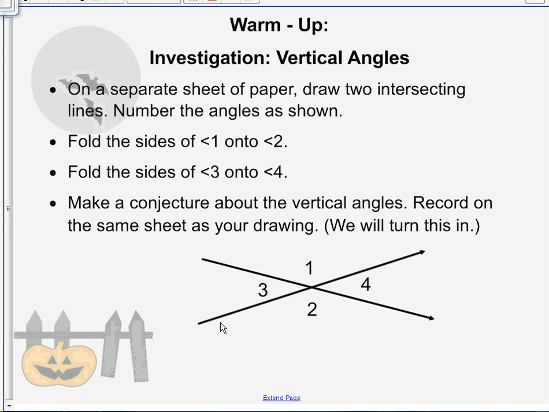But on a separate sheet of paper, draw two intersecting lines, number the angles as shown. Fold the sides of angle 1 onto angle 2, and fold 3 onto 4, and then make a conjecture or a conclusion about the vertical angles. Okay, and I want you to record this on the same sheet. And you can just include this with your notes that I'm going to look at next time. Alright?